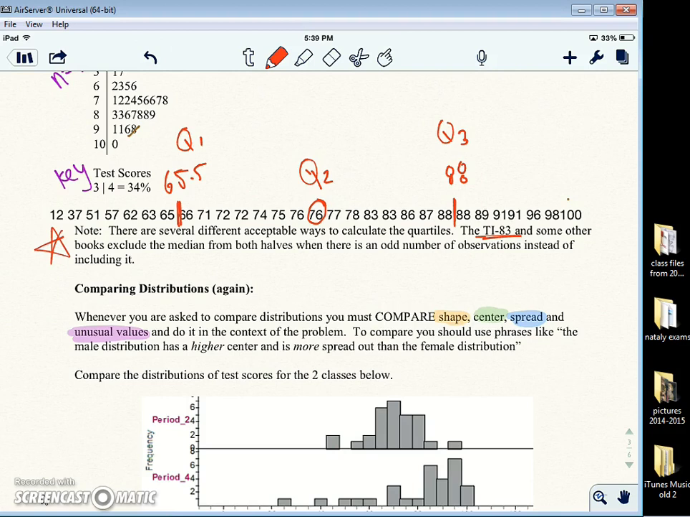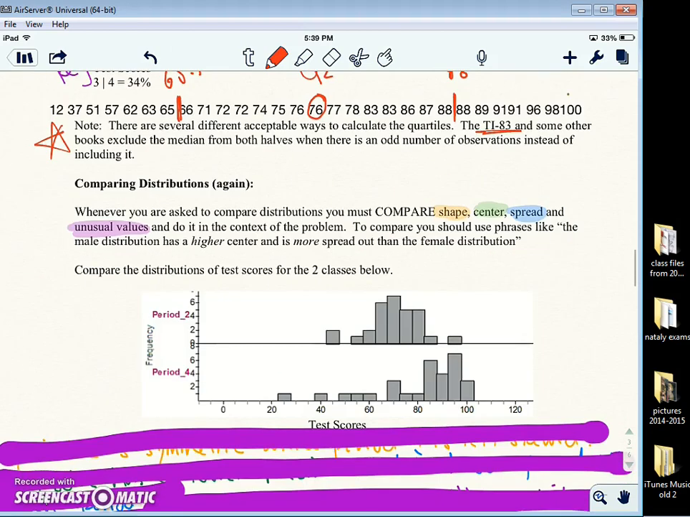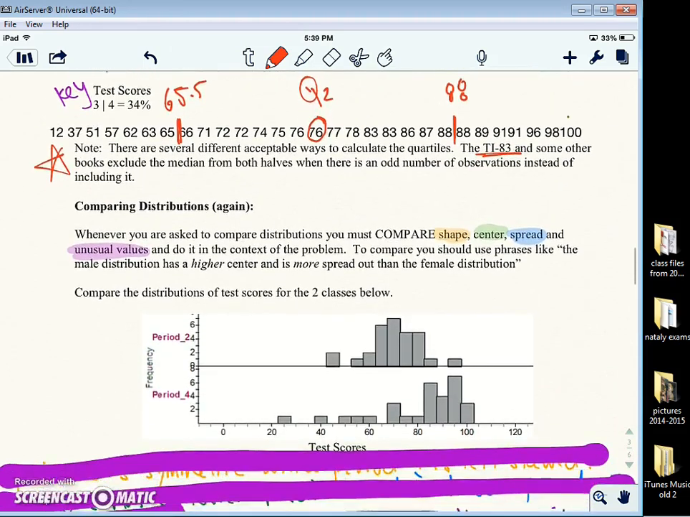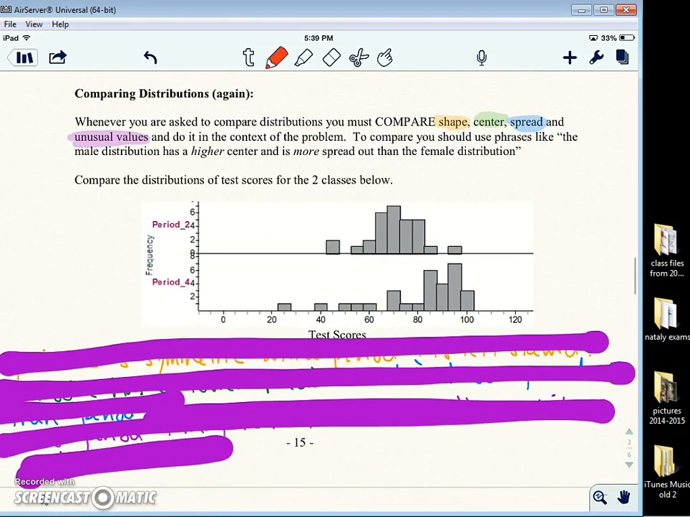Okay, so we've calculated that. You should be able to do that by hand. Now we are going to compare distributions. And if you need to, you can rewind and look at that part again. So we have these two distributions, okay, of student test scores from period 2 and period 4. And again, remember, whenever you're asked to compare distributions, you want to compare shape, center, spread, and unusual values. And you want to do it in the context of the problem.